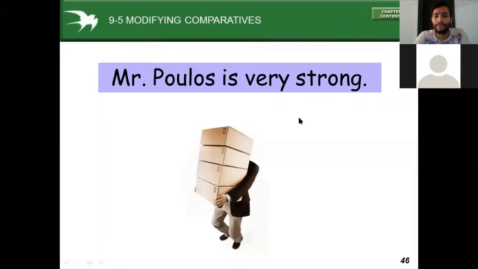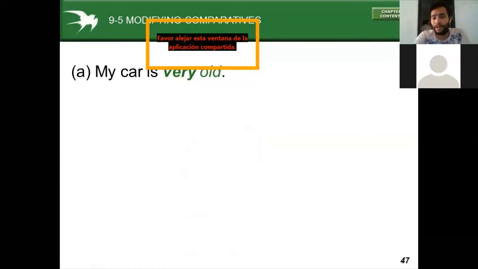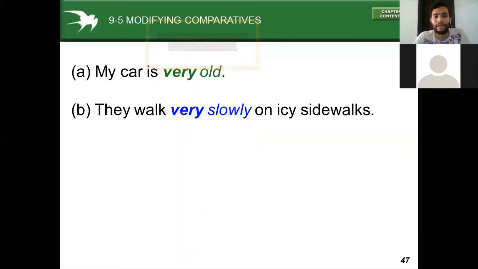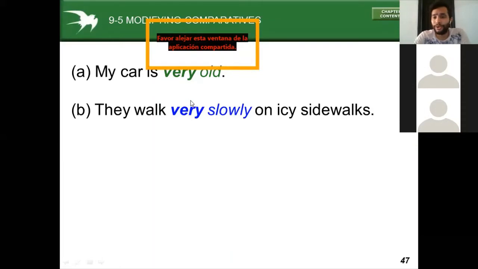Mr. Paulus is very strong. Here I am using the word very, and this is what I don't want you to make the mistake in. I just don't want you to make this error that people actually make very often. Take a look. My car is very old. They walk very slowly on icy sidewalks. Now, what do these two sentences have in common? Here in both sentences, we are using very.